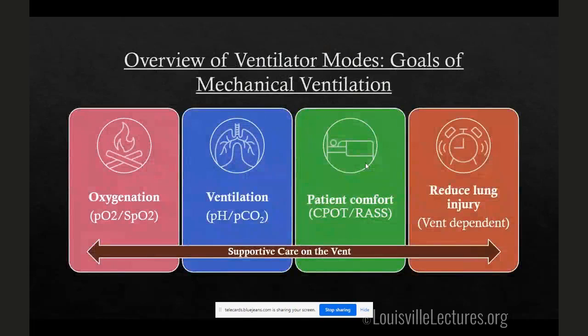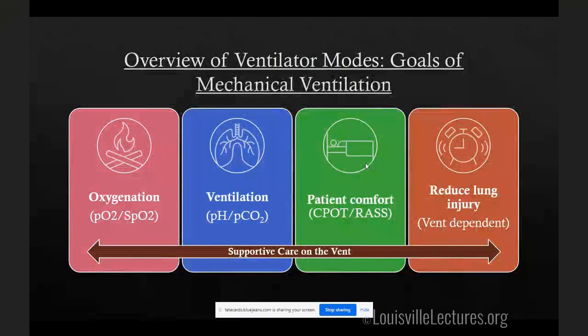And so cornerstone of the ICU is supportive care. So what does supportive care on the vent mean? It means making sure the patient's oxygenated, but not too much, making sure their ventilation is appropriate, so making sure their acid-base status is normal, because our biggest buffer in our body is bicarb. And so CO2 is part of that equation.